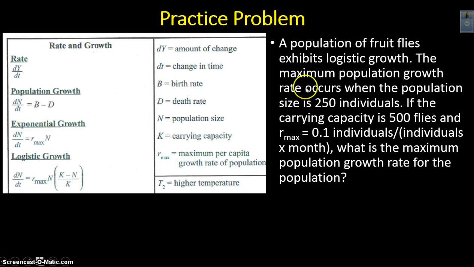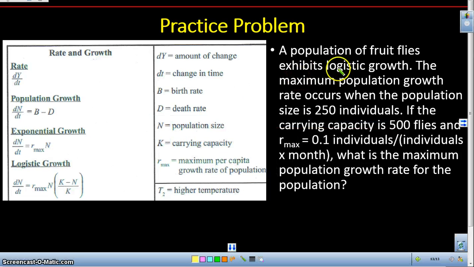So when we look at these, I wanted to look at a practice problem. This one says a population of fruit flies exhibits logistic growth. So if I know it's logistic growth, I come over here to my AP Biology equation sheet and I identify the equation for logistic growth.